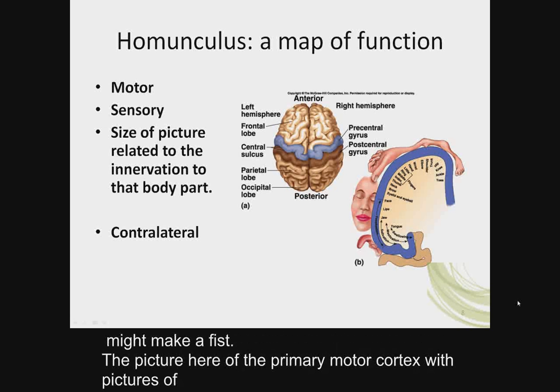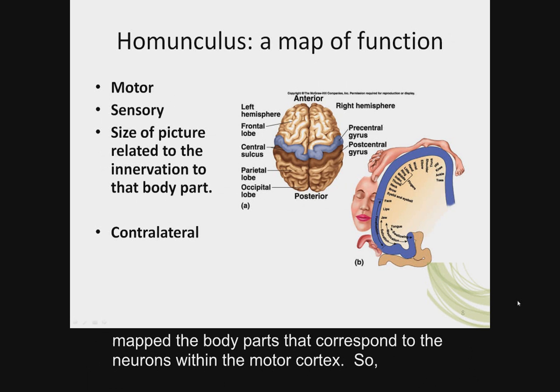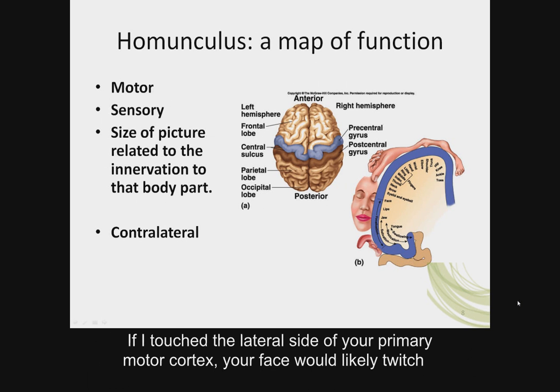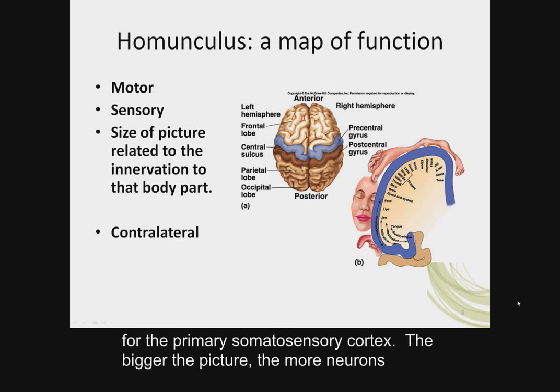The picture here of the primary motor cortex with pictures of the body drawn next to it, called a homunculus, basically means that we have mapped the body parts that correspond to the neurons within the motor cortex. So, if I touch the lateral side of your primary motor cortex, your face would likely twitch or move in some way. This same type of body mapping, or homunculus, has also been done for the primary somatosensory cortex.